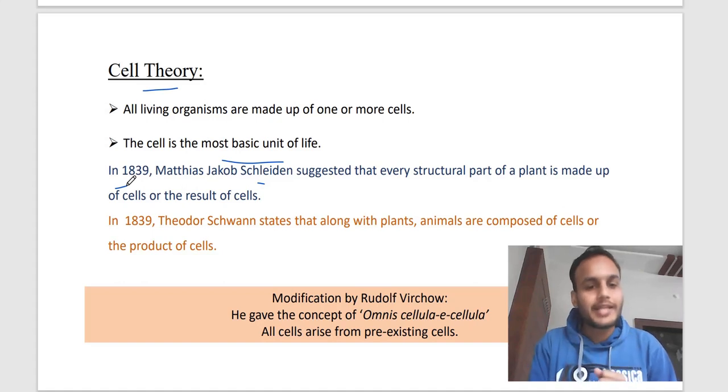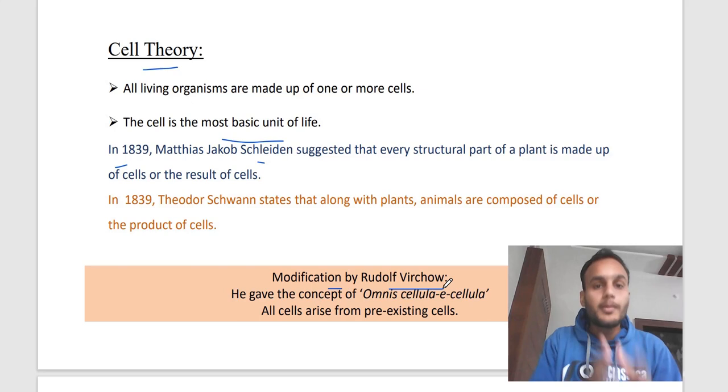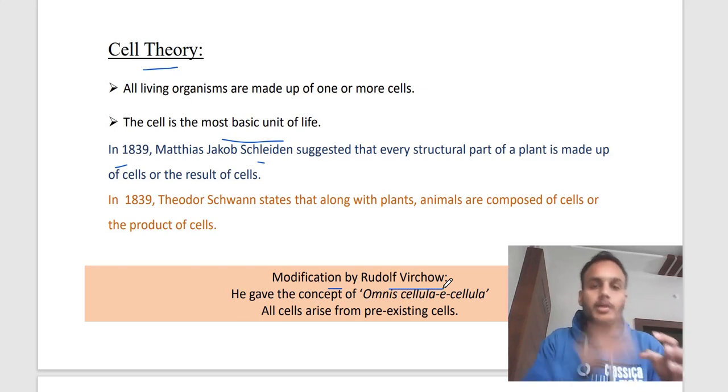Next, there is a modification done by Rudolf Virchow. He gave a concept, omnis cellula e cellula. What does it mean? This statement was given in Latin, and it simply means life arises from pre-existing life. A cell always forms a new cell.